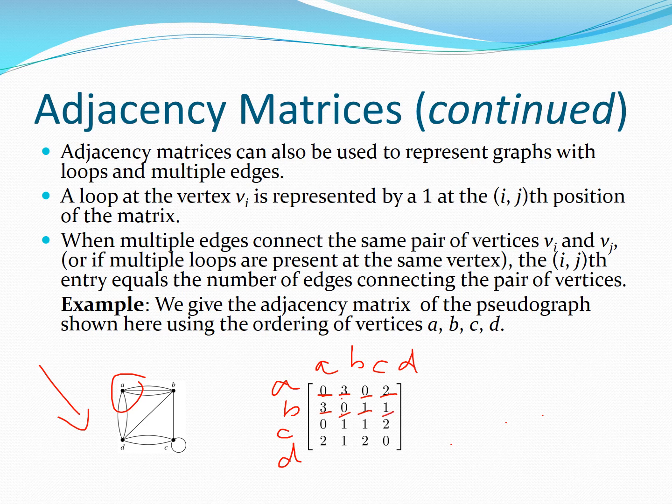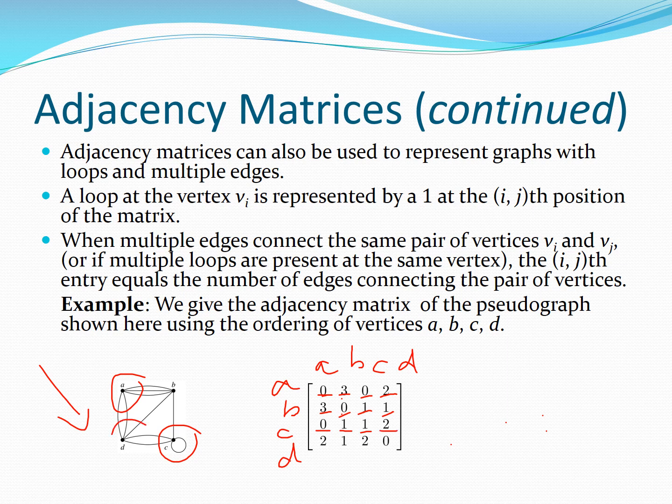Now from C to A there is no edge, so that's represented using a 0. From C to B there is a single edge, so you have a 1 there. Now C to itself, C to C: if you consider C, there is a loop, so you have a 1 in the diagonal position for C, C. Next, from C to D there are 2 edges, so you're going to have a 2 to represent that.